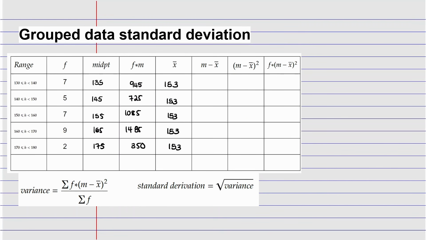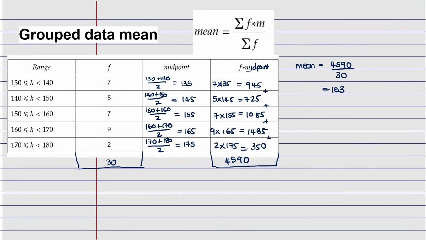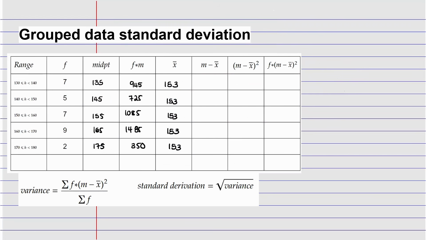Now we're going to move to finding the standard deviation of a group data, right? With finding the standard deviation of a group data, you're actually going to need all the columns you needed in the mean. Do you see the fact that I filled in the midpoint? M represents the midpoint, right? I filled in the midpoint, then frequency multiplied by the midpoint. I already did it when I found the mean.